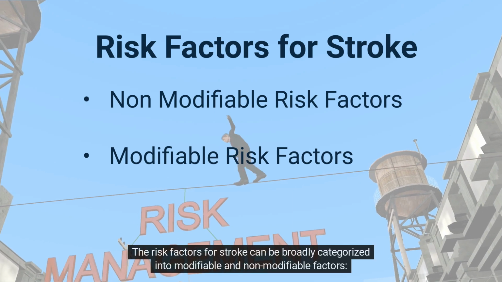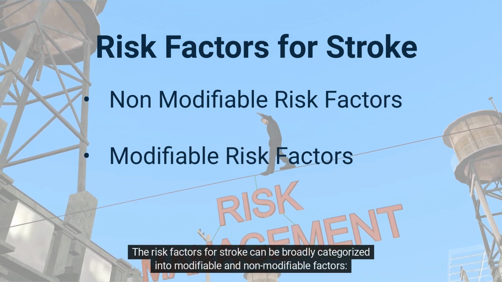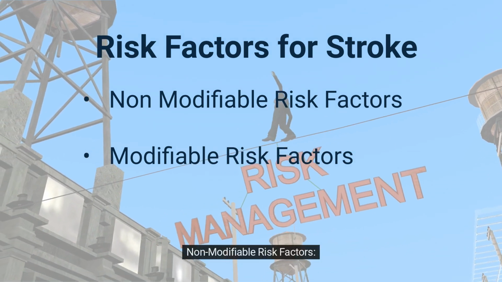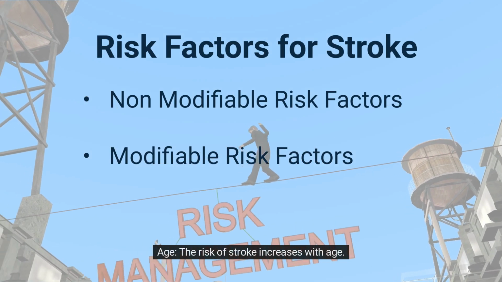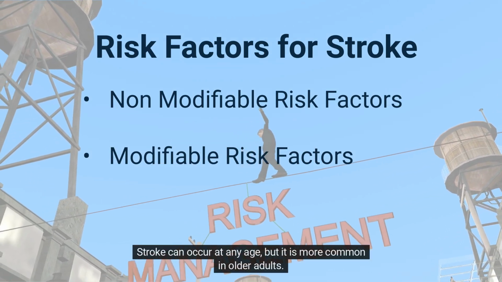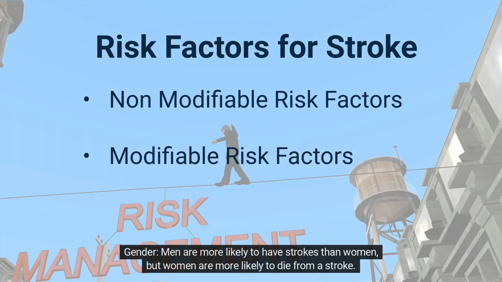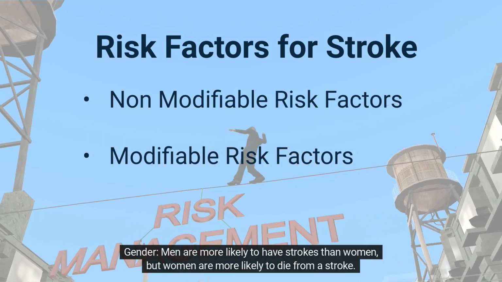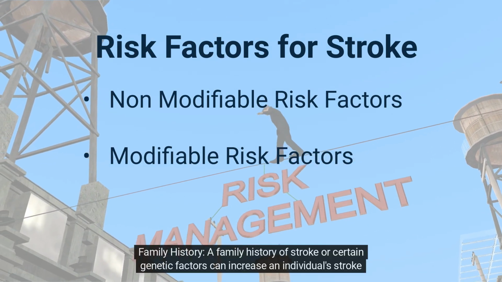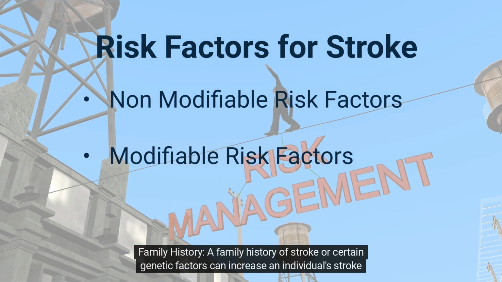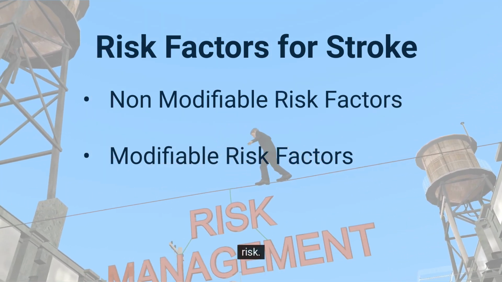The risk factors for stroke can be broadly categorized into modifiable and non-modifiable factors. Non-modifiable risk factors. Age. The risk of stroke increases with age. Stroke can occur at any age, but it is more common in older adults. Gender. Men are more likely to have strokes than women, but women are more likely to die from a stroke. Family history. A family history of stroke or certain genetic factors can increase an individual's stroke risk.